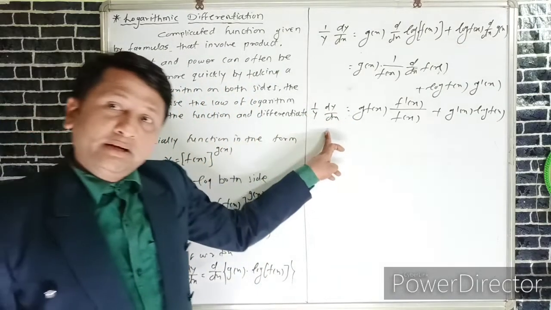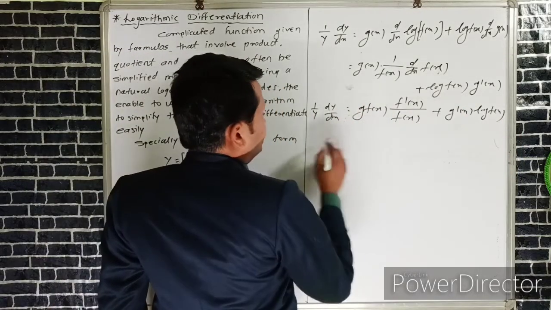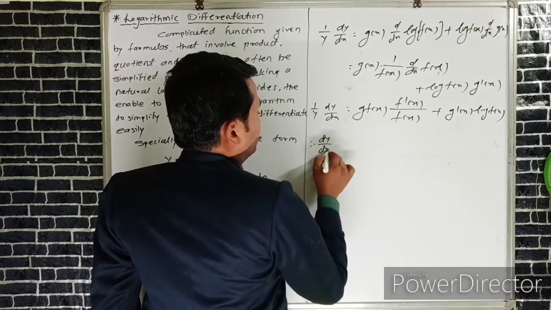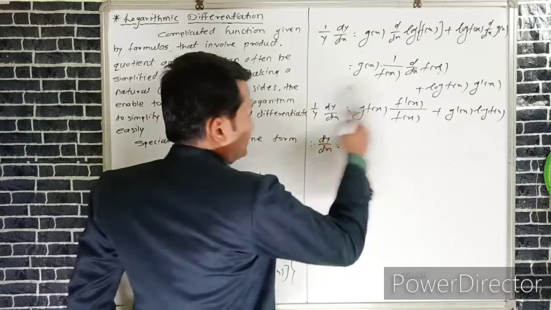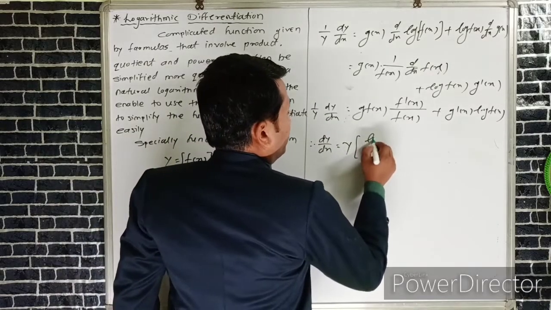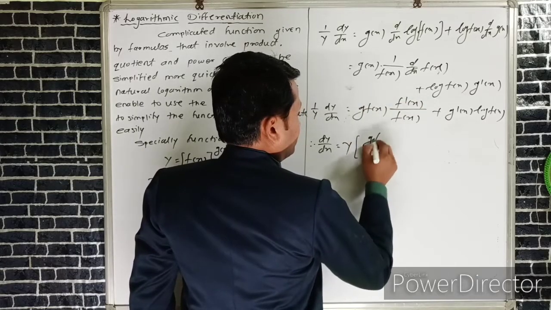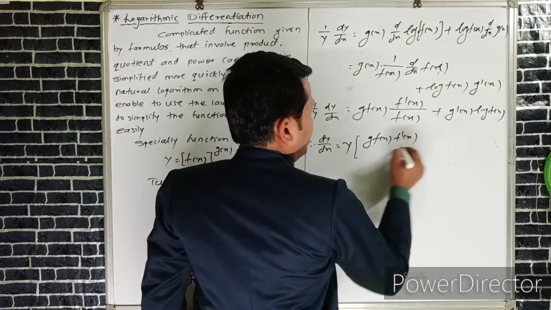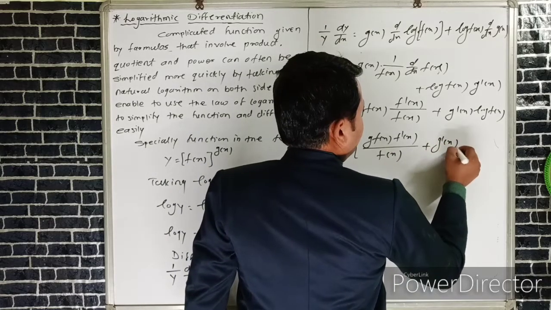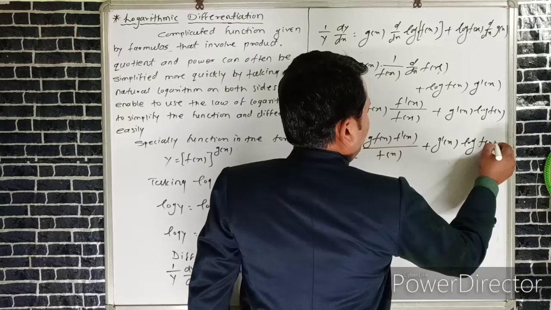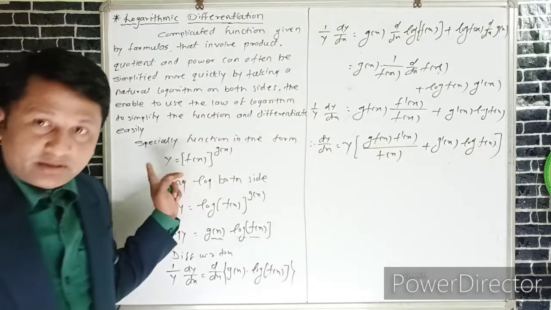We have to find only dy by dx, hence we can transfer this y to the right side. Therefore, the derivative of the required function y is y into g(x) into f'(x) upon f(x) plus g'(x) into log of f(x), which is the required derivative of the given function with respect to x.